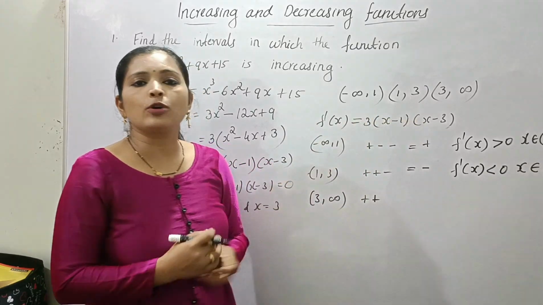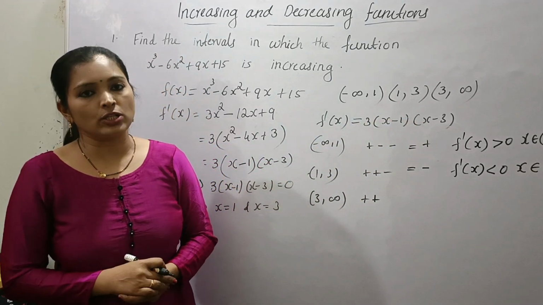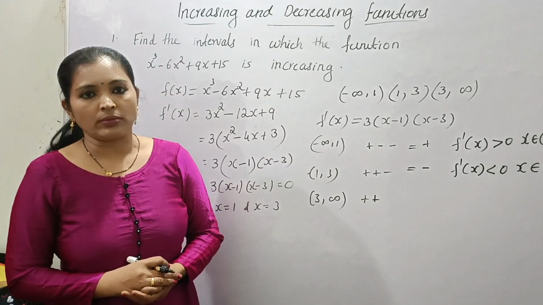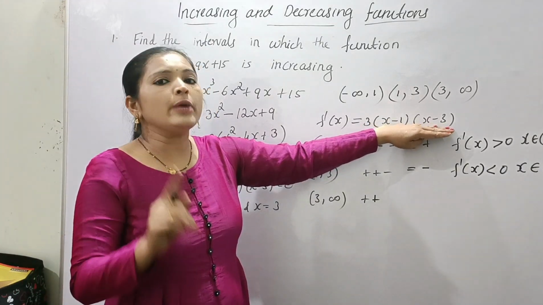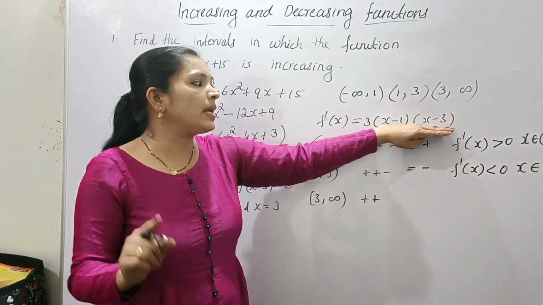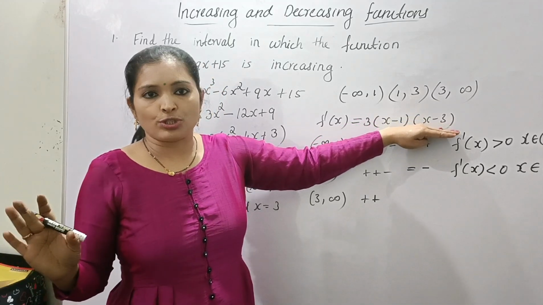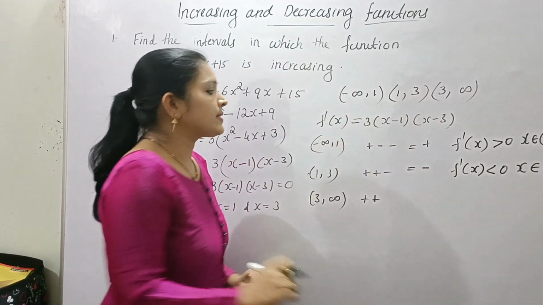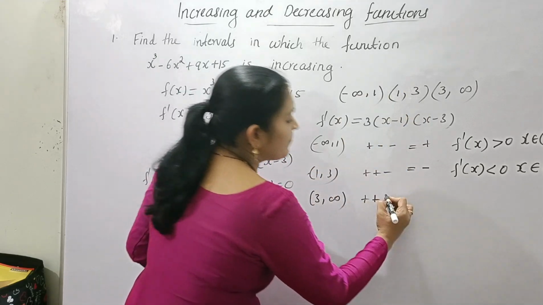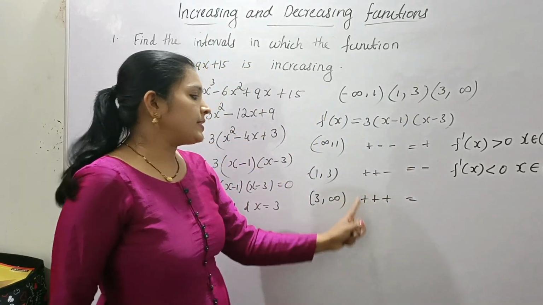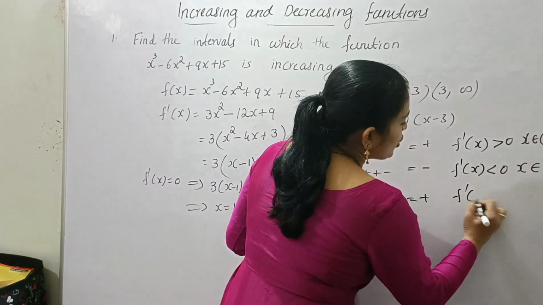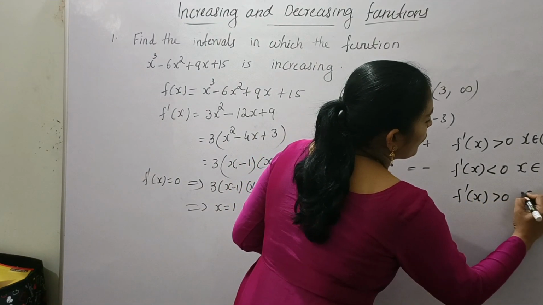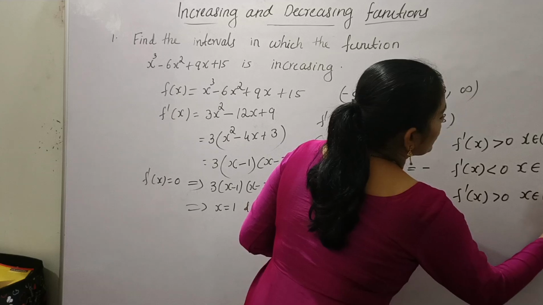So substitute x is equal to 4. What you will get? 4 minus 3, that is 1, and 5 minus 3, that is 2. So those are positive values, right? So if you substitute any values greater than 3, this term will always be positive. So this term is positive in this interval. So plus into plus into plus, that is plus. So here f dash of x is greater than 0 when x belongs to 3 to infinity.